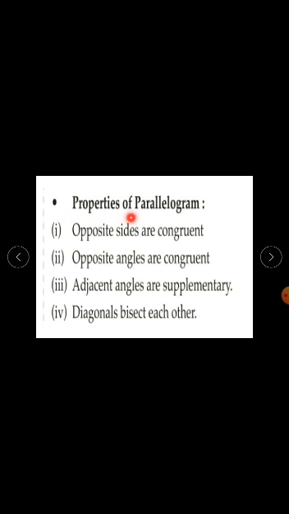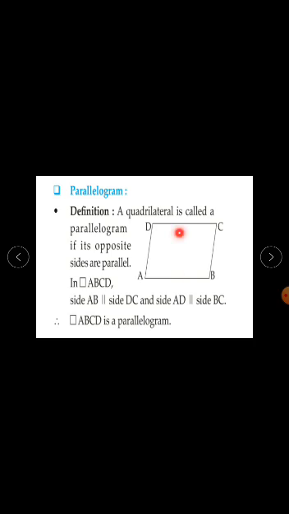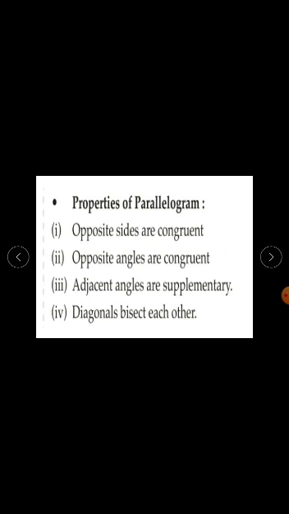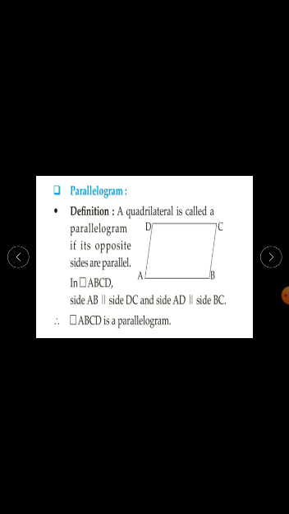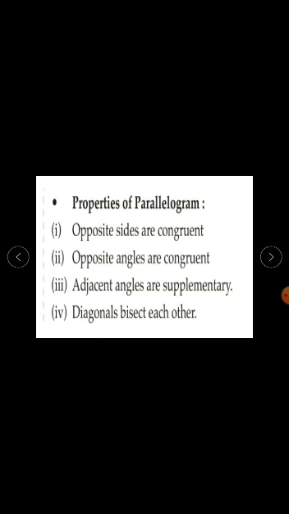Now, properties of parallelogram. First property is opposite sides are congruent. Opposite sides means AB is congruent to DC and AD is congruent to BC. Second property is opposite angles are congruent. Opposite angles are congruent means angle A is congruent to angle C and angle B is congruent to angle D.